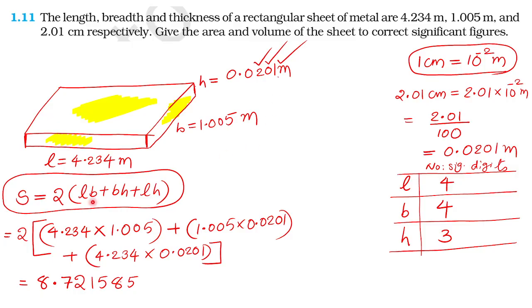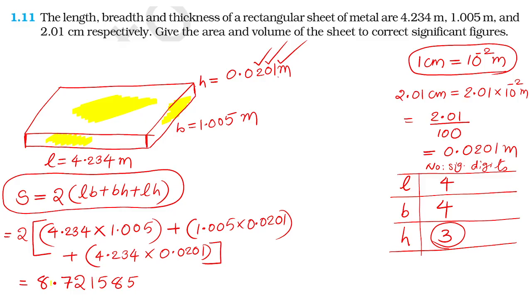There is a rule that when we do multiplication or division, the significant figures of the final answer should be the minimum value of the significant figures of each quantity. There are 3 quantities, L, B, H. No other quantity I have used. Only 3 quantities I have used for finding the area. Among the 3 quantities, which has the minimum significant figures? This one. So the final answer should have the minimum number of significant figures of the given data.